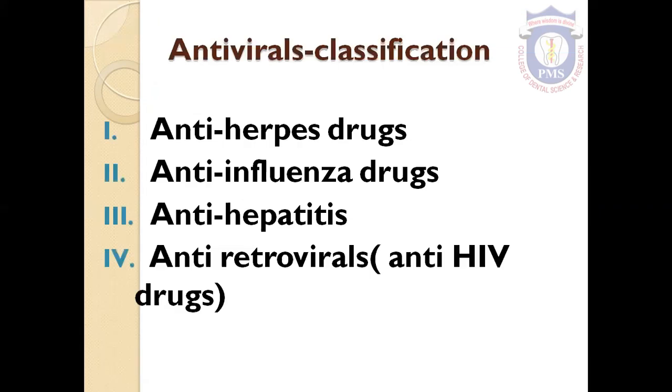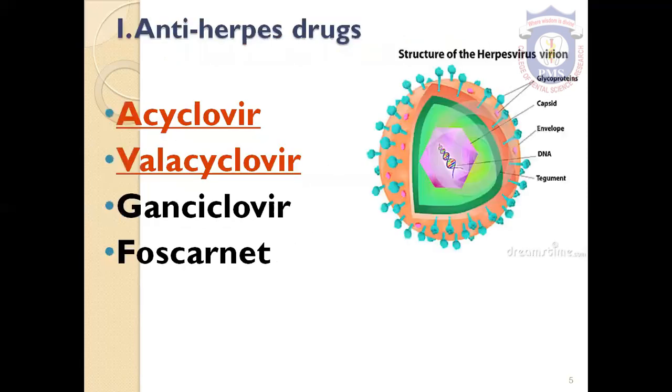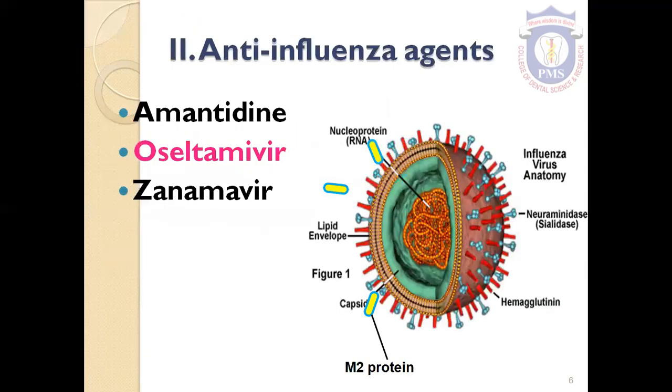The antivirals are classified into anti-herpes drugs, anti-influenza drugs, anti-hepatitis agents, and antiretroviral drugs, also known as anti-HIV drugs. The anti-herpes drugs include acyclovir, valacyclovir, ganciclovir, and foscarnet. Anti-influenza agents are amantadine, oseltamivir, and zanamivir.